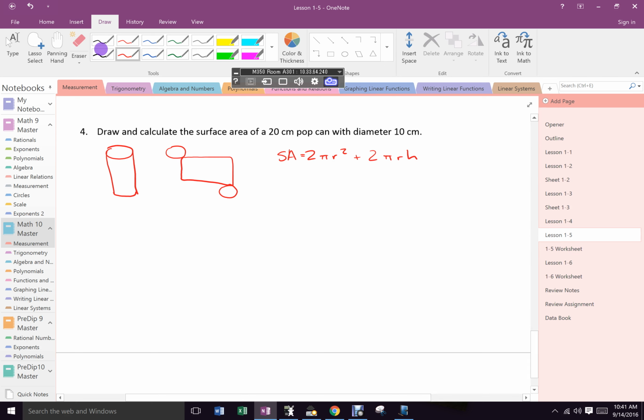So you've got a formula. All you got to do is fill it in. Do you have a height? Here, h equals 20. Do you have an r?